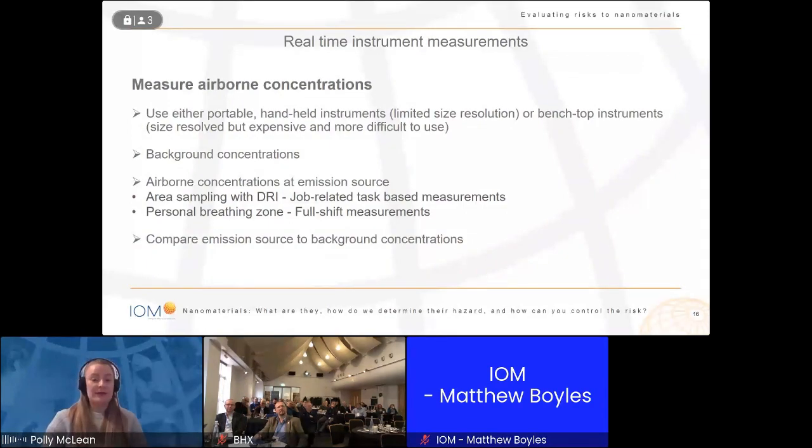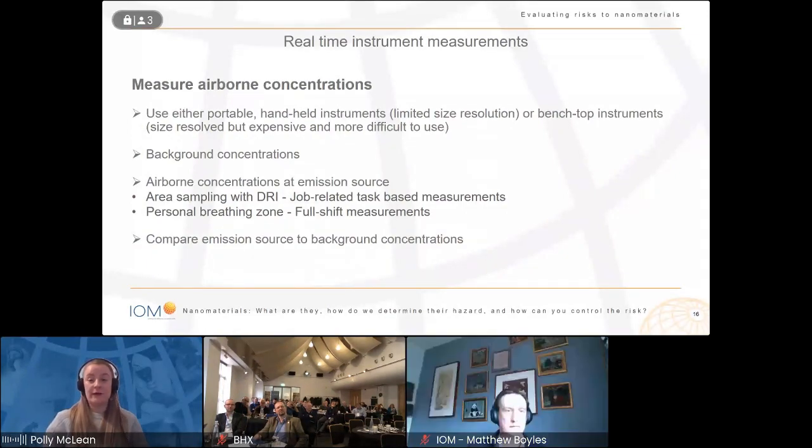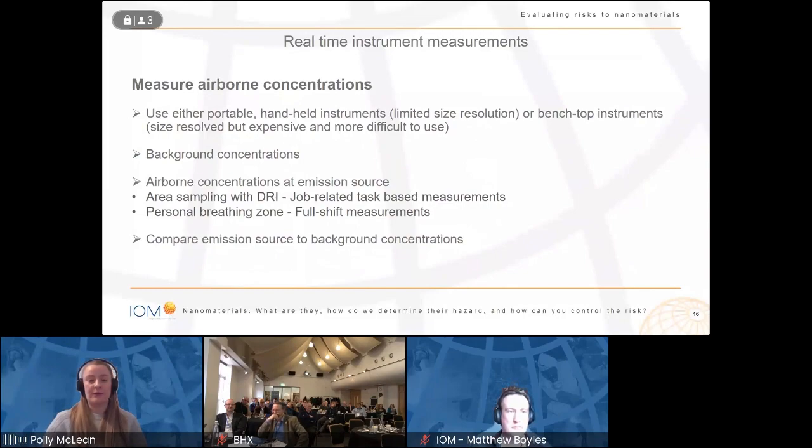So you could basically use quite a range of instruments now. I'll go into a bit more detail about those in the next slide, but you can get the option of quite portable handheld instruments, although these typically have limited size resolution, or you can get more sophisticated benchtop instruments, which are still somewhat portable. They have the benefit of having a greater size resolution, but are typically more expensive and more difficult to use. So with these instruments, we would measure background concentrations. That just gives us a baseline that we can compare against.